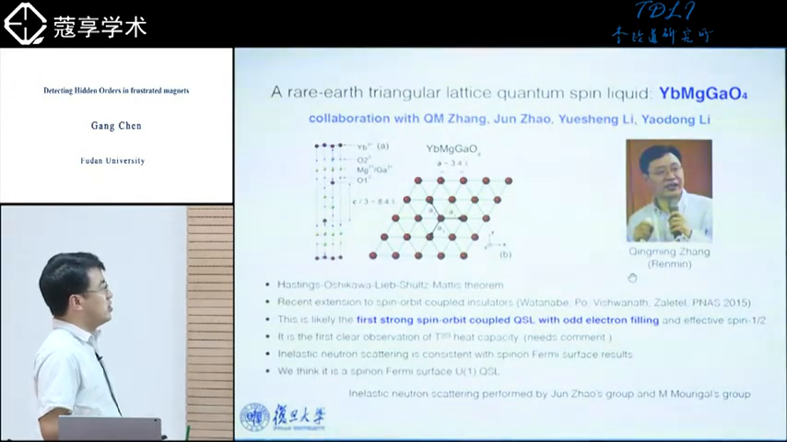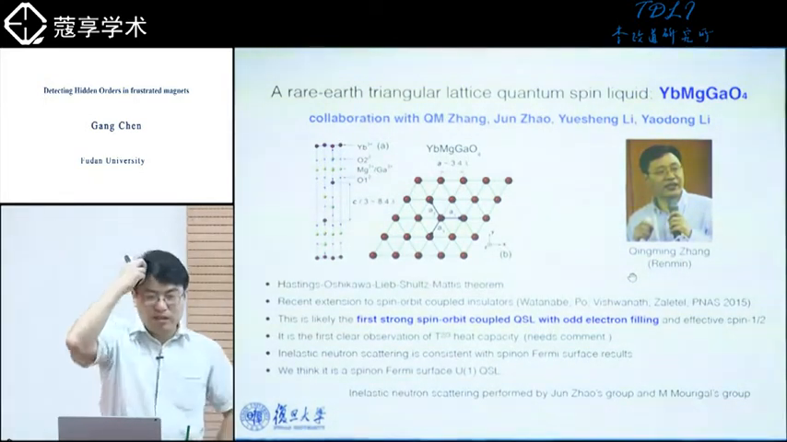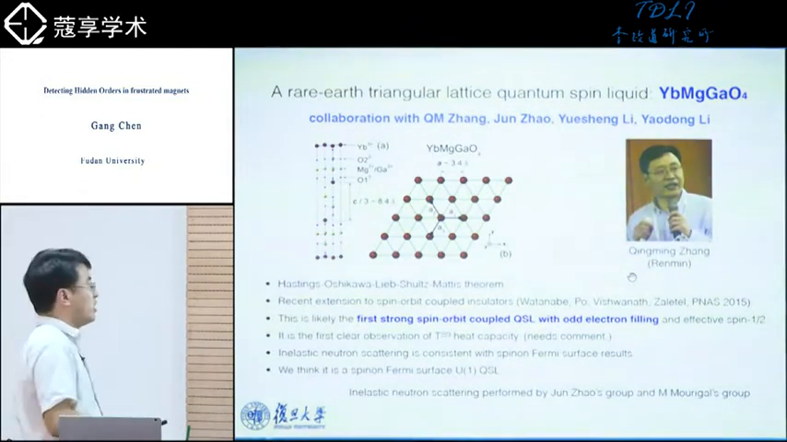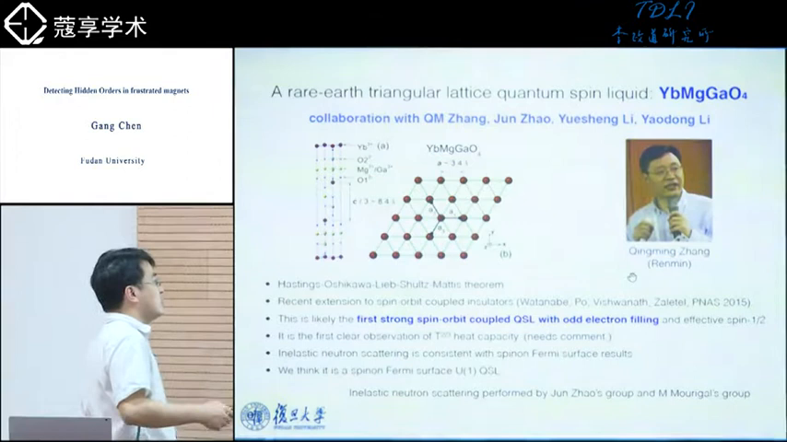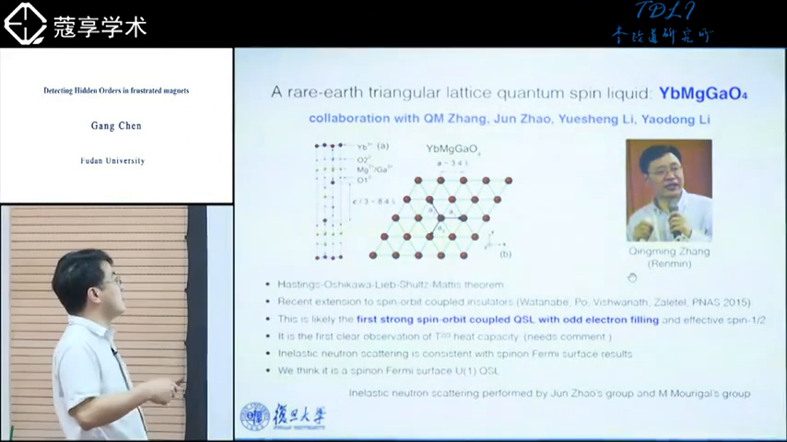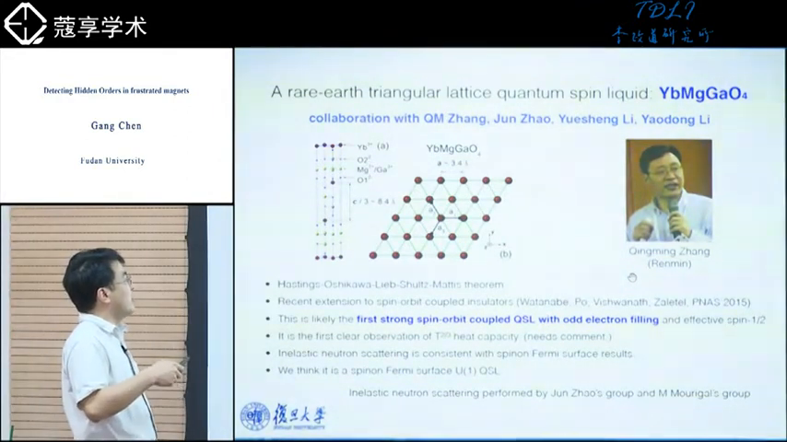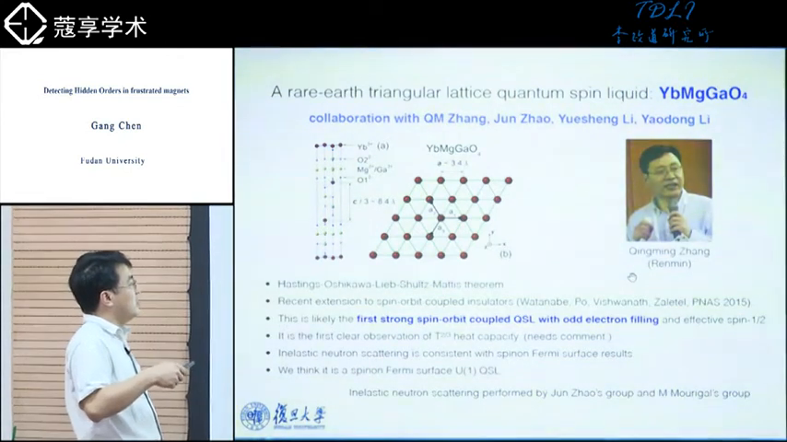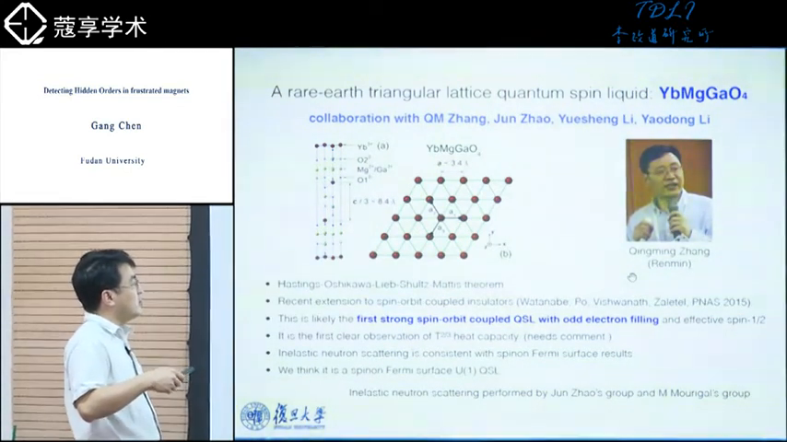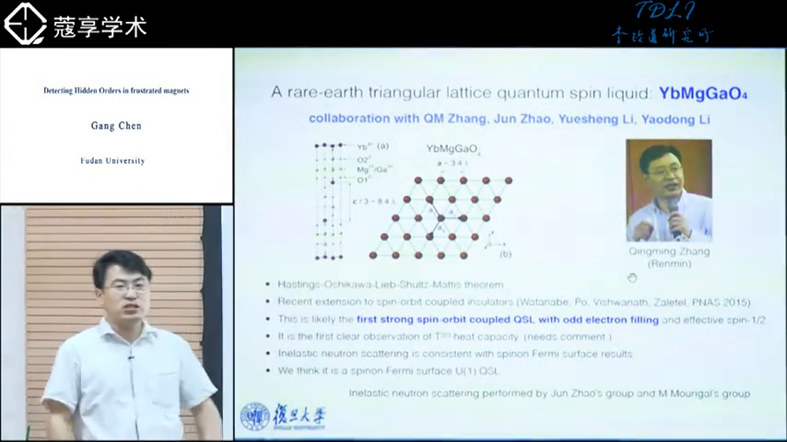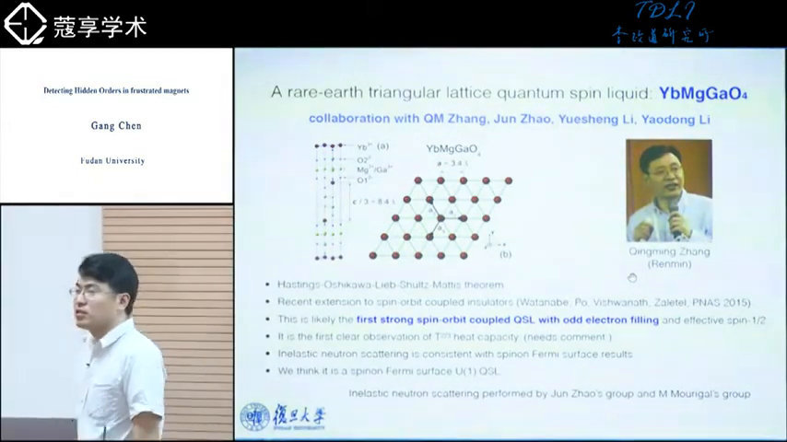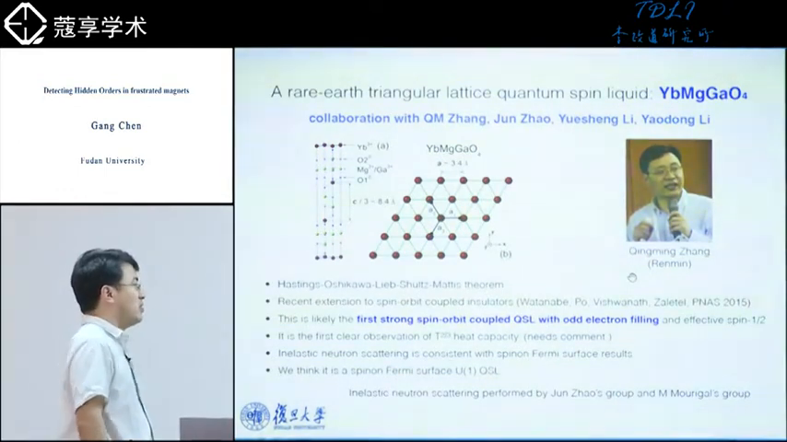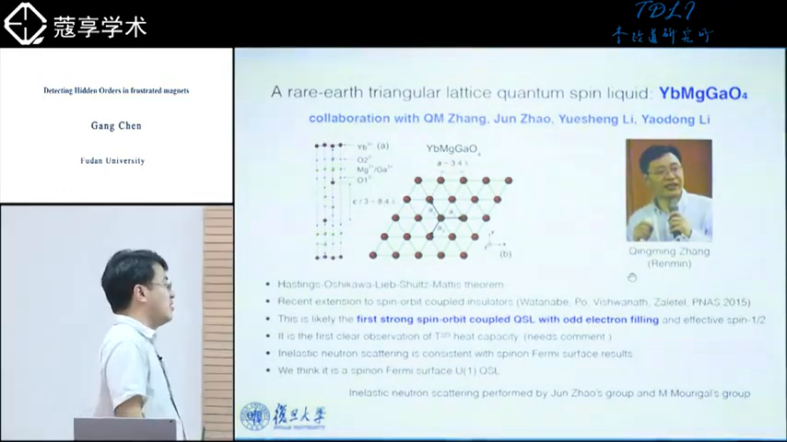So in this material, ytterbium, which is the rare earth atom, forms a triangle lattice of this type. It's a perfect triangle lattice, and this red atom is a triangle lattice. The layers are very separated. The distance between these layers is much larger than the intralayer distance. So it's a perfect two-dimensional system, with a two-dimensional local moment. It's a Mott insulator, essentially.